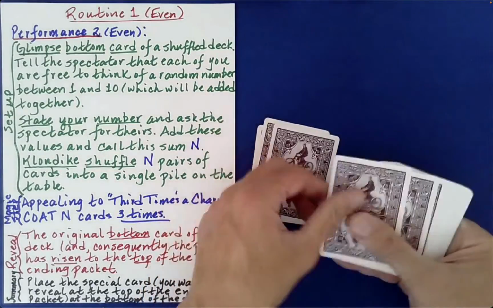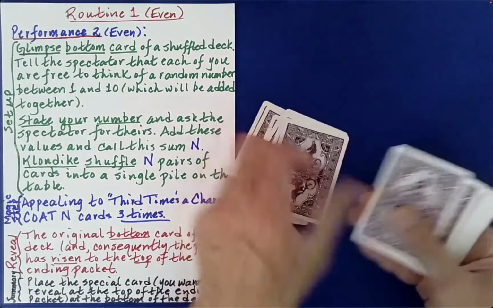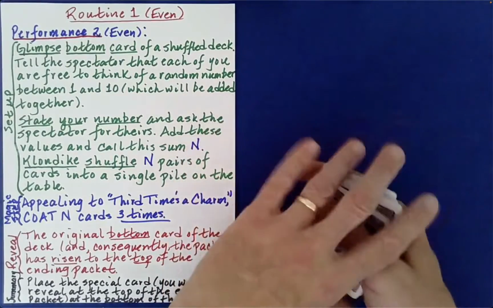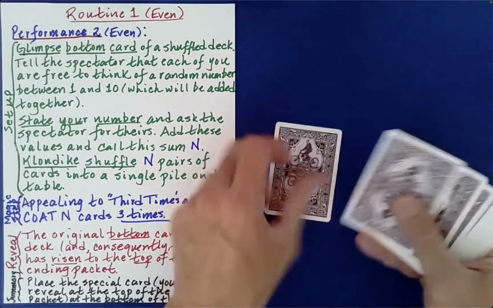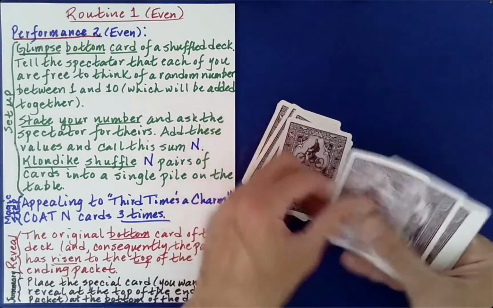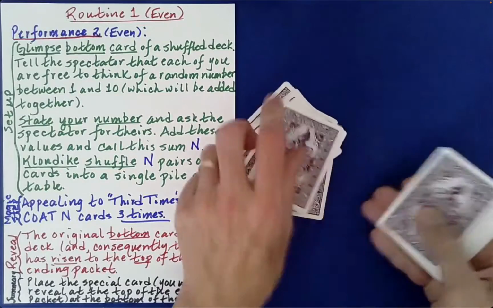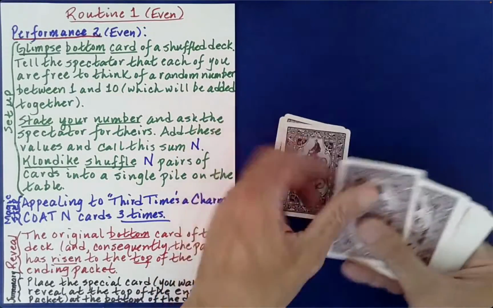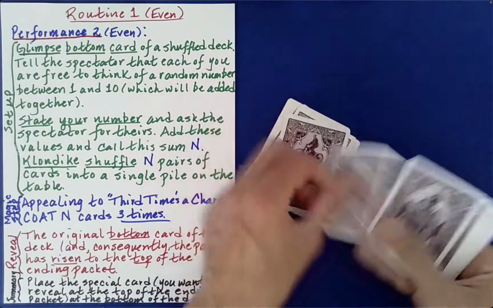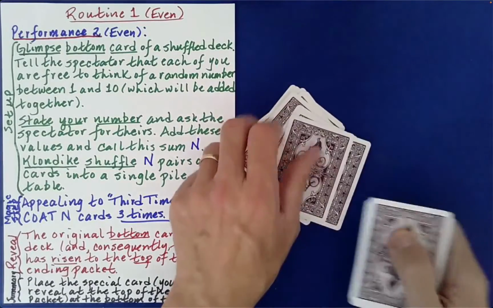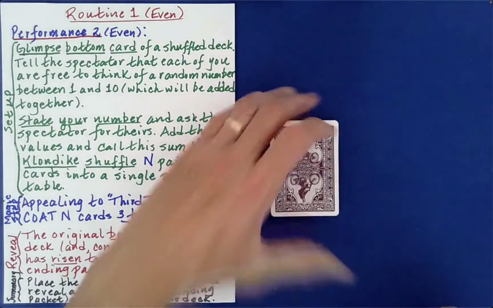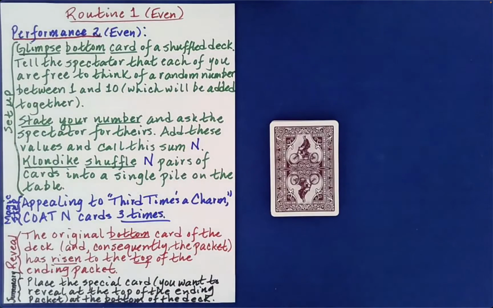1, 2, 3, 4, 5, 6, 7, 8, 9, 10, 11, 12, 13, 14, 15. Third time's a charm. That's only once. Then again, counting to 15. That's twice. And again, counting to 15. That's a third time. Third time's the charm. It's brought just one card to the top of the deck.